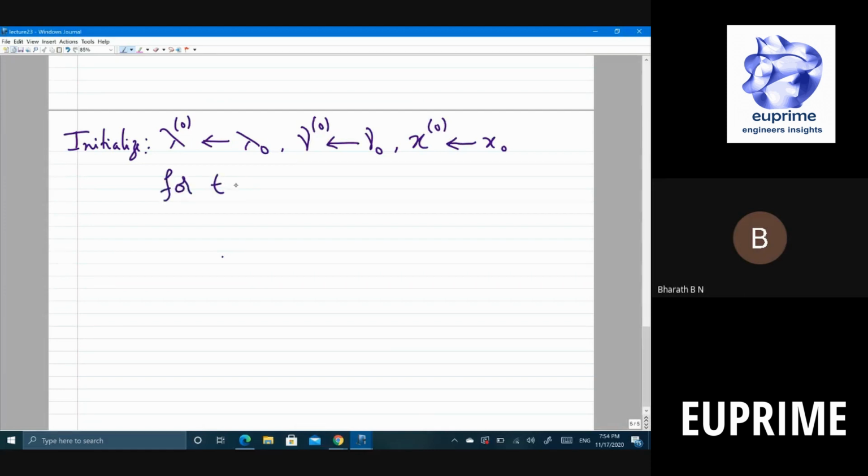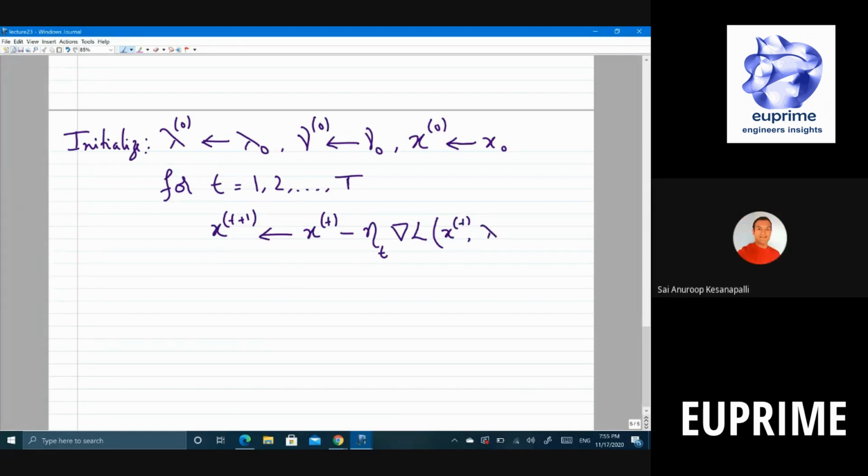So let's do the following. For t equal to, I'll be careful here, I'll use this only, t equal to this, capital T. What is it that I have to do? x_{t+1} is x_t minus eta_t times the gradient with respect to x of L at x_t, lambda naught, mu naught.